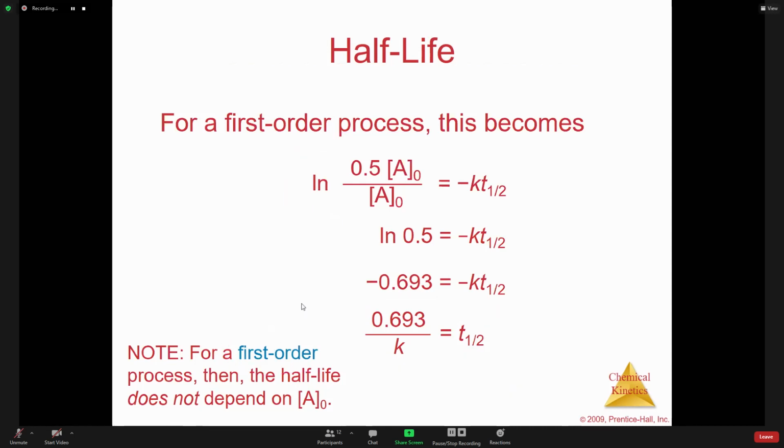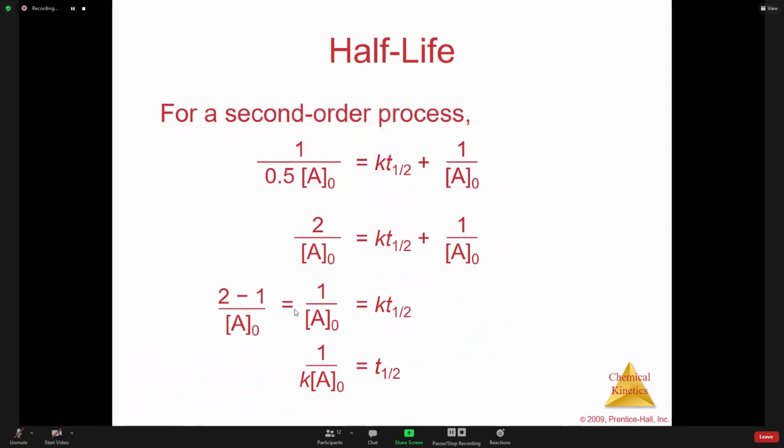If it's second order, here's our integrated rate law for second order, rearrange it. Now it does matter how much you start with. It's going to be 1 over your constant times your original concentration. That'll give you your half-life.